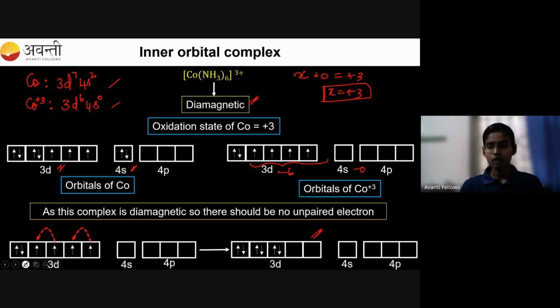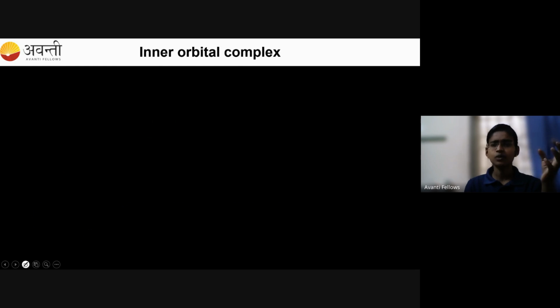Okay. Now, how many empty orbitals are there? There are 2 3d empty orbitals, 1 4s empty orbital, and 3 4p empty orbitals. So now the 6 NH3 ligands will use only the hybridized empty orbitals, right? These empty orbitals are going to intermix among themselves and form the d2sp3 hybridized orbitals. The 6 empty orbitals are going to intermix with each other and give you the d2sp3 hybridized orbitals. Okay.